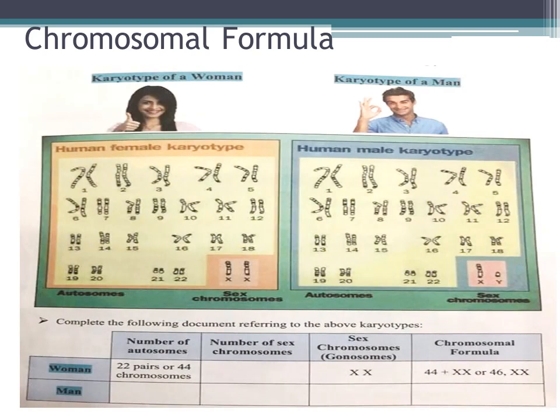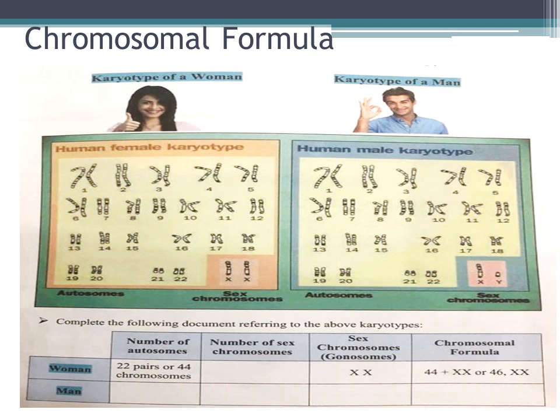Now let's do an application which will help you to understand how to write a chromosomal formula. You can find it in your book, page 187. Here we have two karyotypes. The first one is for a woman and has XX gonosomes. The second one is for a male and has XY chromosomes. So we have to complete the document referring to the above karyotypes. Let's start with the woman.